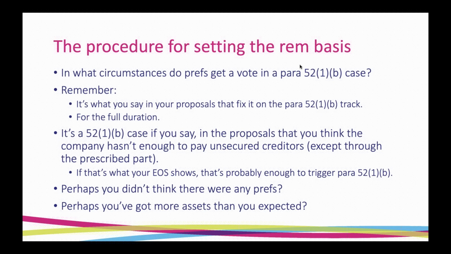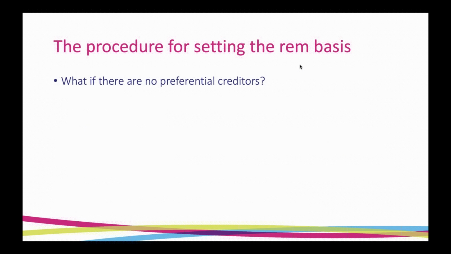And that will be the opinion that you state at the time when you publish your proposals. And once it's on that track, it stays on that track. So it may be that by the time you're actually asking the creditors to approve the basis for your remuneration, and this could be up to 18 months after your appointment, of course, it might have changed. And perhaps at the outset, you didn't think there were any preferential creditors, and it turns out that actually there are. Or perhaps you've actually done extremely well and you've realized more assets than you thought you would.